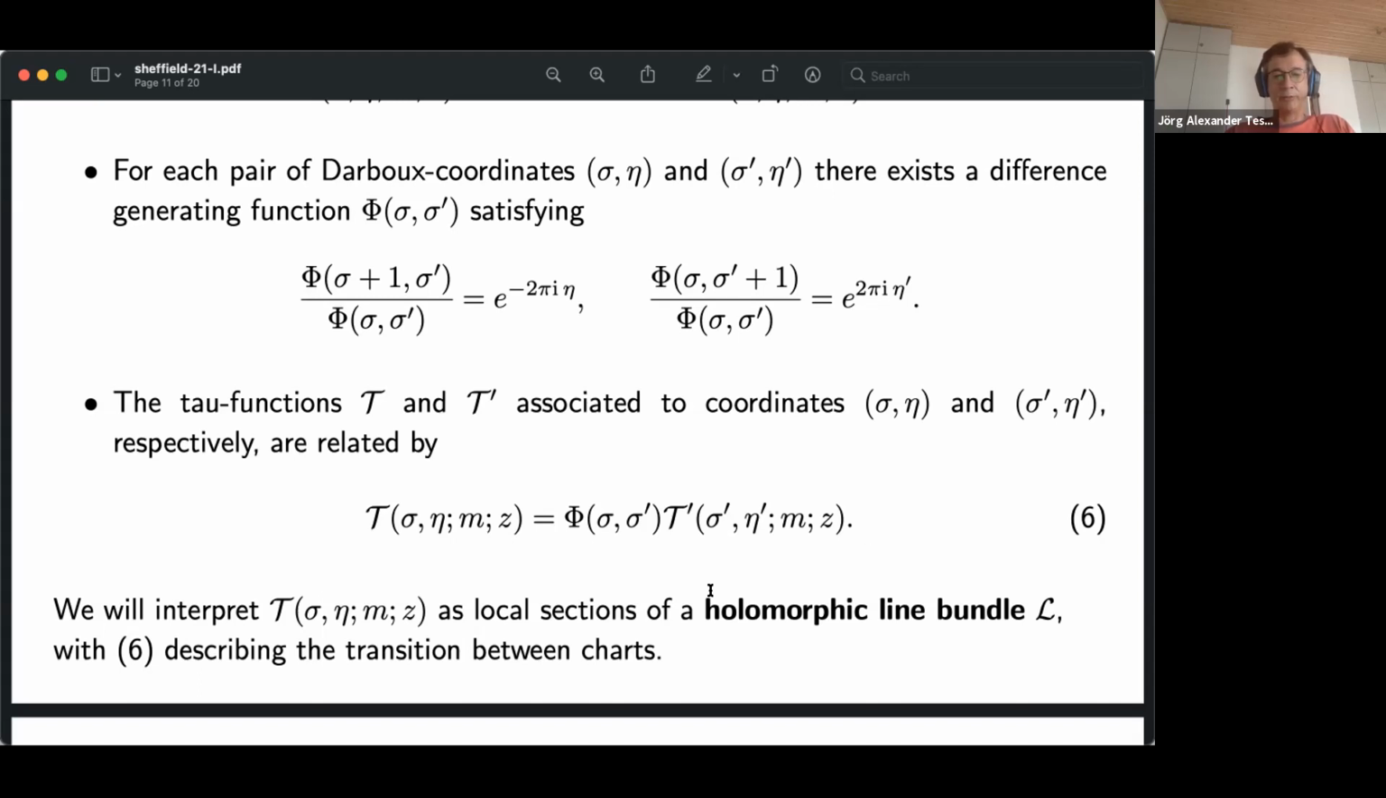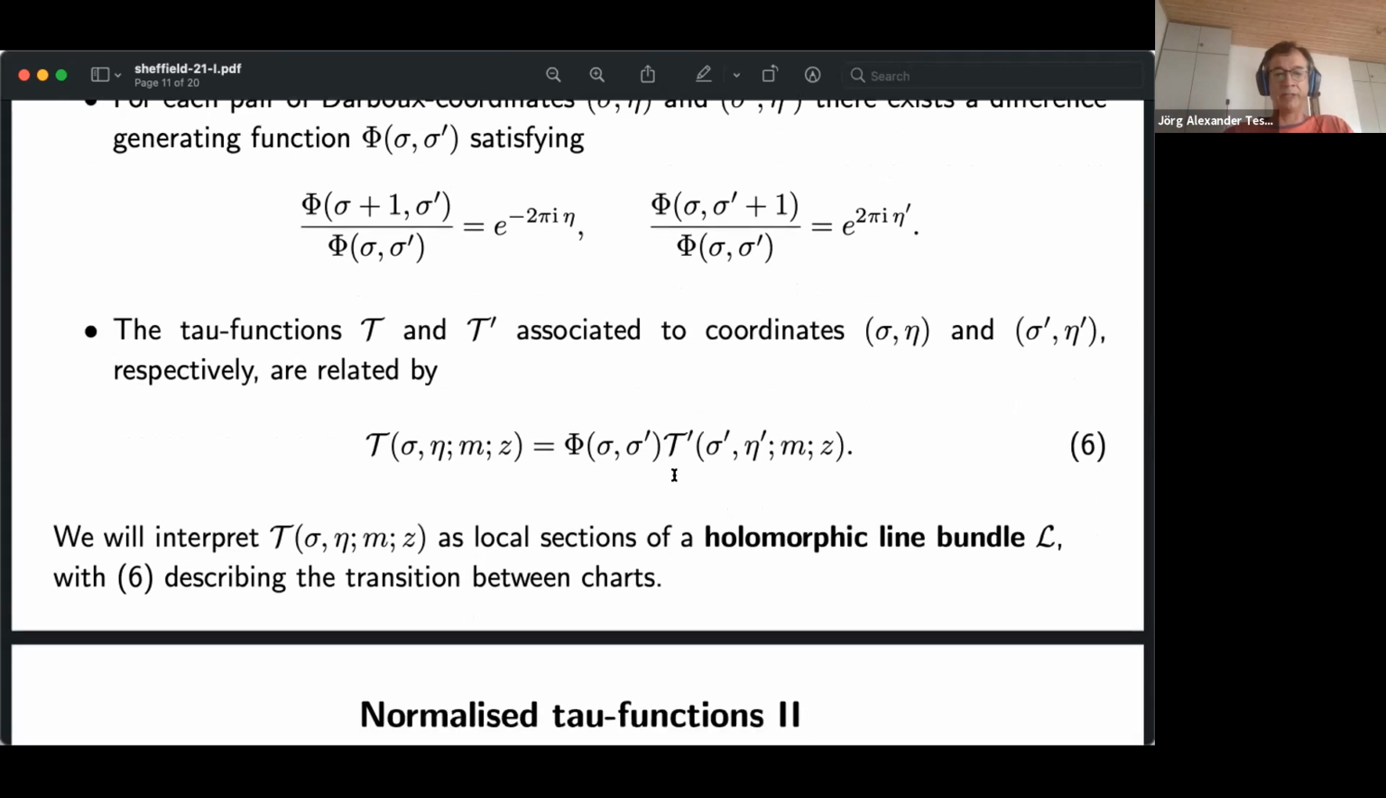A natural idea could be that this should then define a line bundle on the character variety, a natural one, where we interpret these functions as the transition functions, because it's a natural function associated to overlaps of the parts of the character variety on which both sigma, eta and sigma prime, eta prime are defined. And then from this point of view, the tau function would appear as a local section of the holomorphic line bundle defined by the generating functions phi.